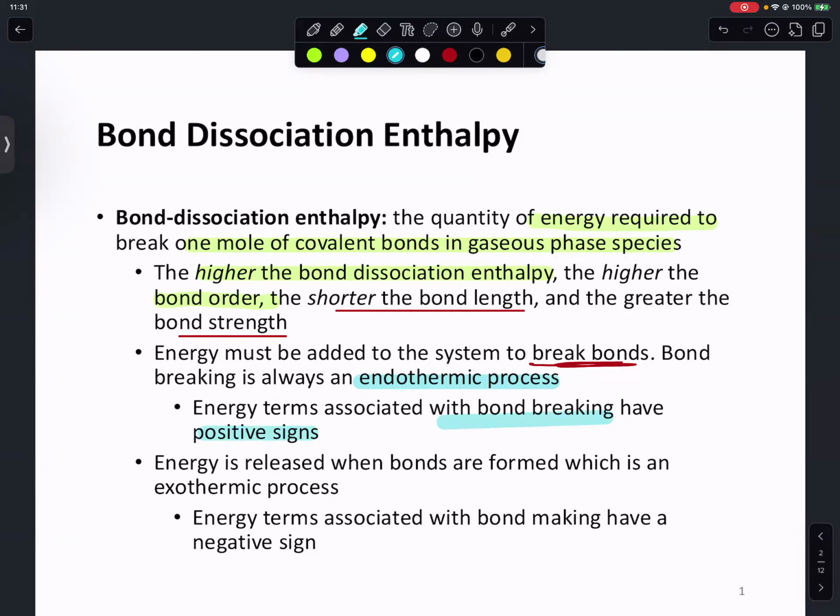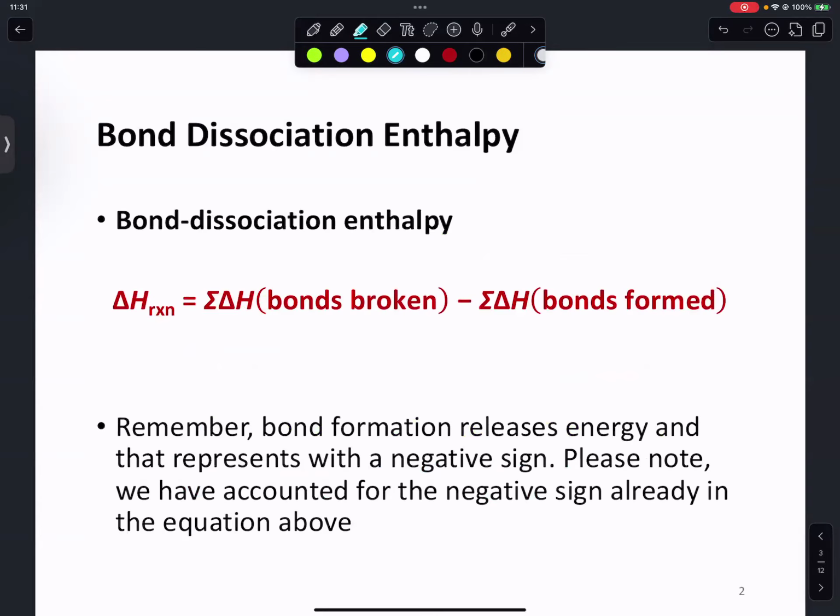Now, when energy is released, this usually indicates that bonds are formed, and this is an exothermic process, which has a negative sign in turn. Now, this leads to what formula we will use to calculate the bond dissociation enthalpy. The bond dissociation enthalpy is the sum of the change in enthalpy of the bonds broken minus the sum of the change of enthalpy of the bonds formed.